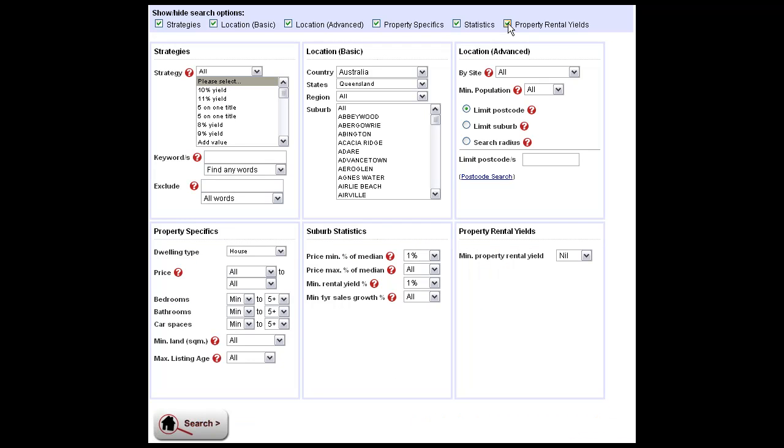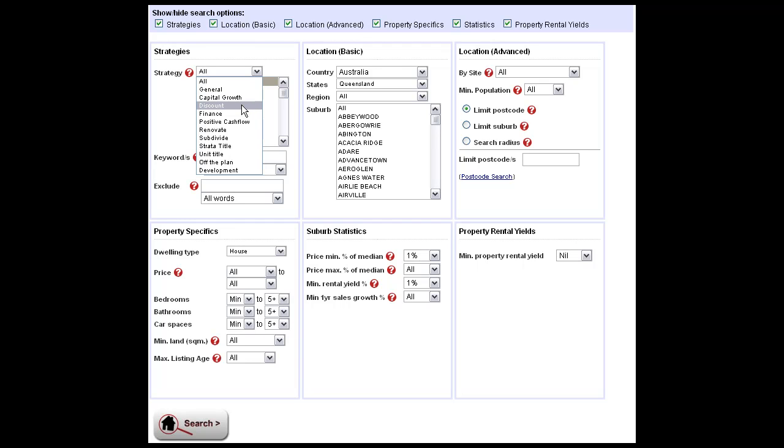I'll start from the top left corner under strategies and explain how strategies work. What we have in Investor Search is a great collection of property investment strategies, and we've put together underneath each of those strategies a number of phrases or keywords that describe the types of real estate, or appear in the listing descriptions of the types of real estate for sale that fit these strategies.